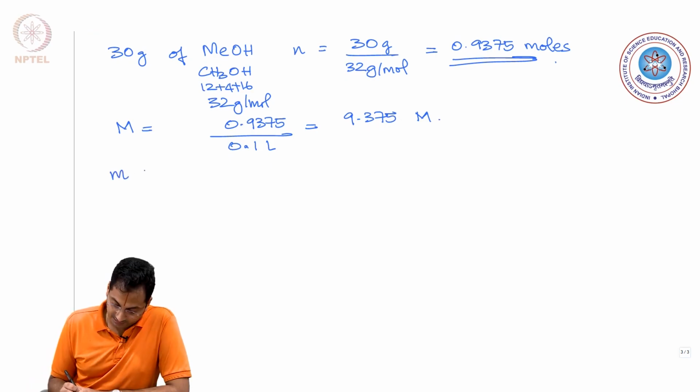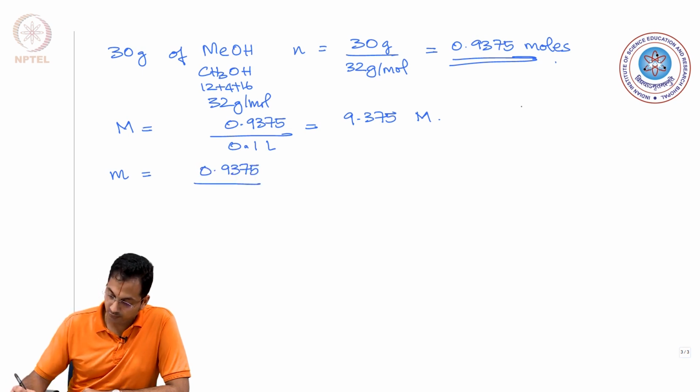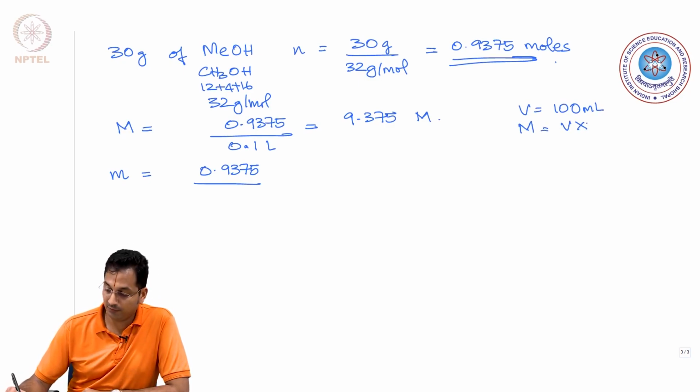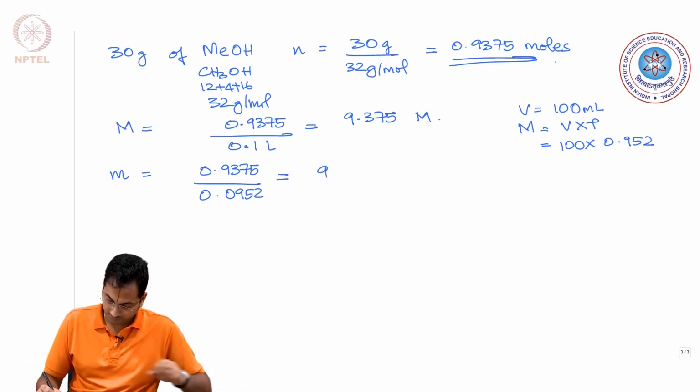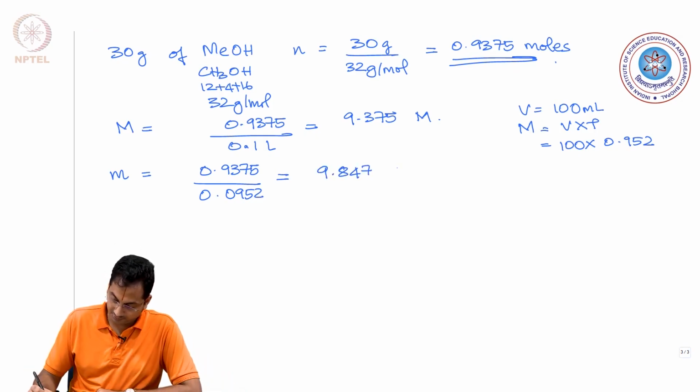Moving on, what is the molality? Molality is going to be given by 0.9375. As we know, volume is 100 ml and you need to convert it to mass. The mass is going to be given by volume times density. 100 times density was 0.952, that makes it 0.0952. It is going to be equal to 9.847 molal.